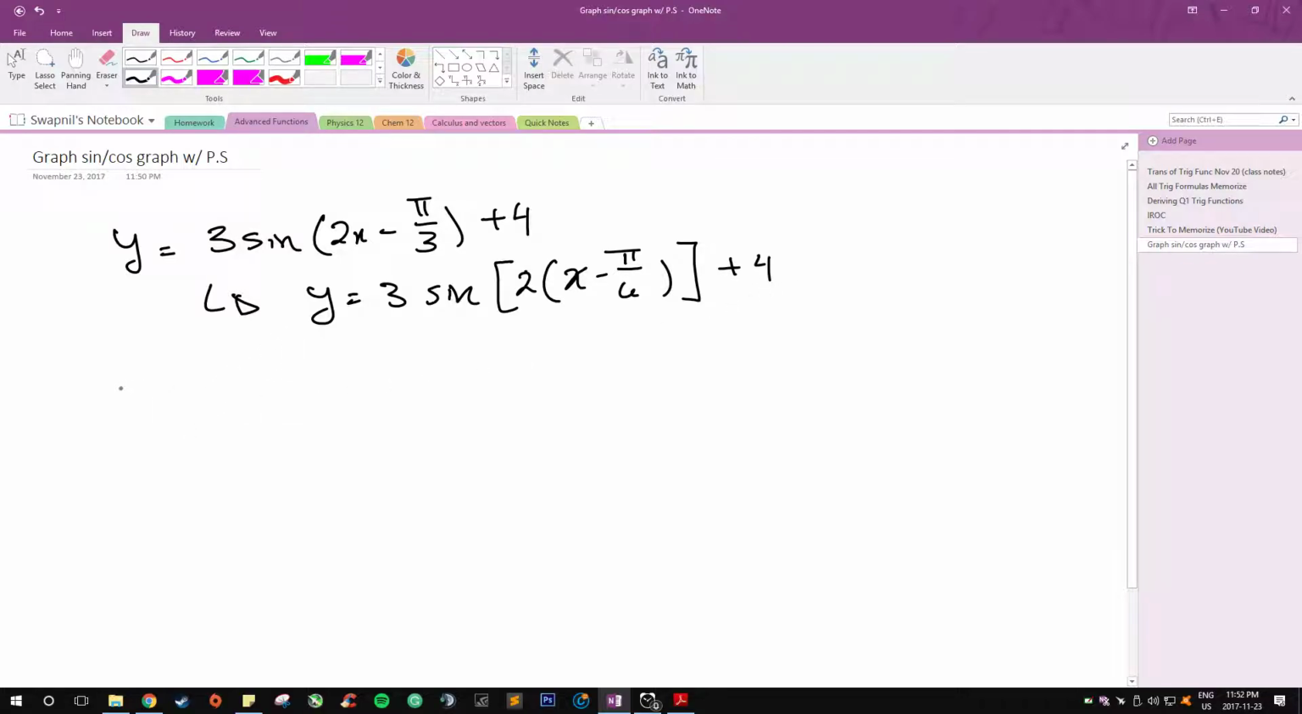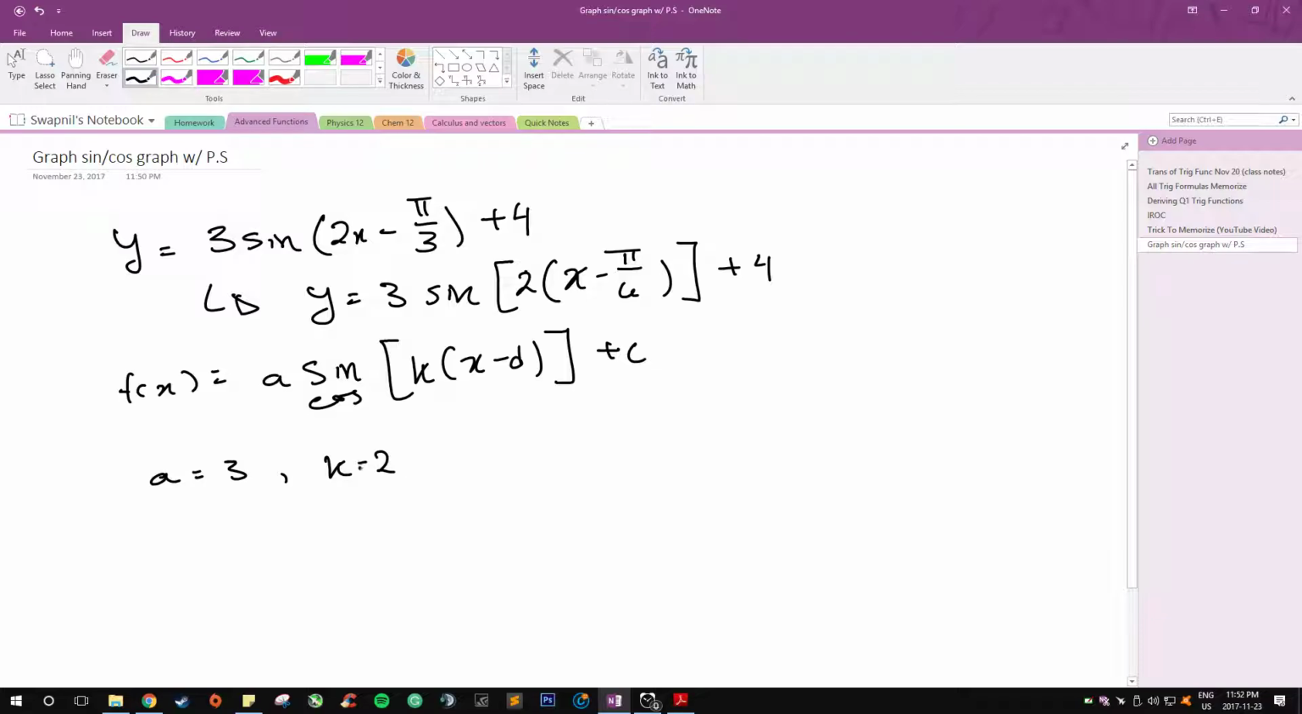Okay, from here we know that if we have the form f of x equals a sine or cos of k(x minus d) plus c, here we know that a is 3, k is 2, d is pi over 6, c is 4, and really we should show that it's plus 4.